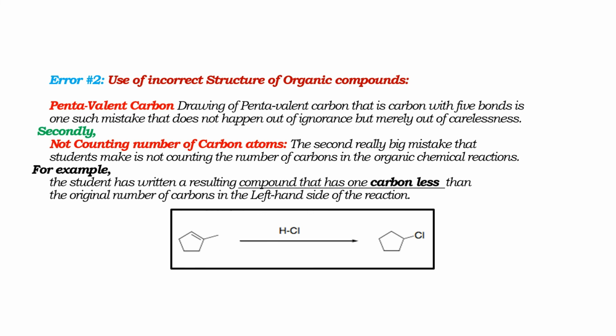Error number 2. Use of incorrect structures of organic compounds. Pentavalent carbon. Drawing of pentavalent carbon, that is carbon with 5 bonds, is one such mistake that happens not out of ignorance but merely out of carelessness. Secondly, not counting the number of carbon atoms. The second really big mistake that students make is not counting the number of carbons in organic chemical reactions. For example, the student has written a resulting compound that has one carbon less than the original number of carbons on the left-hand side of the reaction.